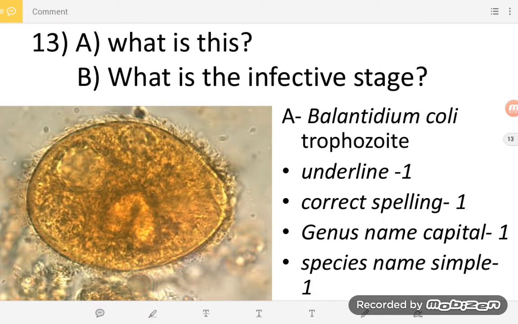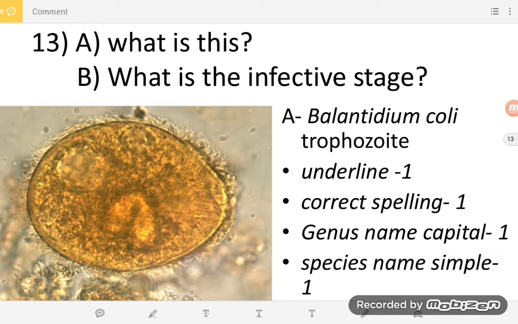Right. What is this and what is the infective stage? This is the Balantidium coli trophozoite, because Balantidium coli is the only ciliate protozoan, right. It is a very large protozoa, and here we differentiate the cyst and trophozoite.